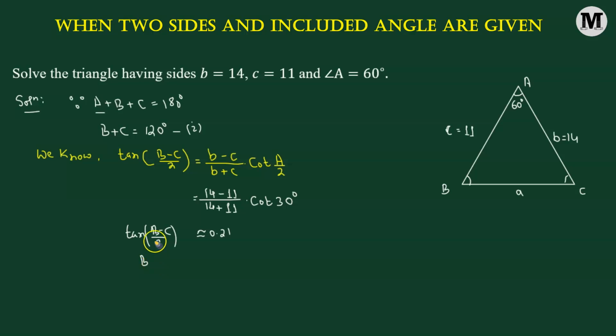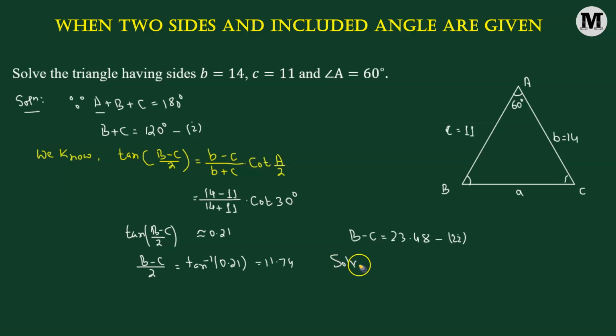However, what we need here is B minus C. So we're going to get rid of this tangent function by taking the inverse tangent function on both sides, such that B minus C over 2 equals the inverse tangent of 0.21. Taking the inverse tangent of 0.21 gives us 11.74, which means that (B minus C) over 2 is 11.74. We multiply both sides by 2, and that will be equal to 23.48. So this gives us the second equation: B minus C equals 23.48. Now we can easily solve equations 1 and 2 to obtain the values of B and C.